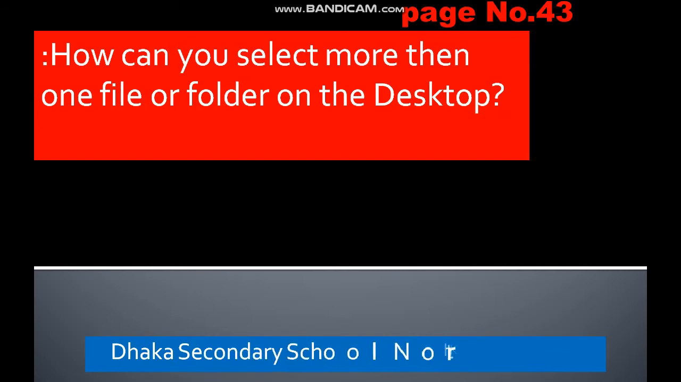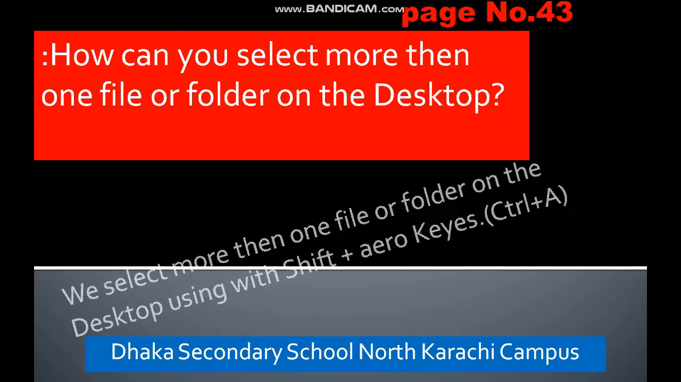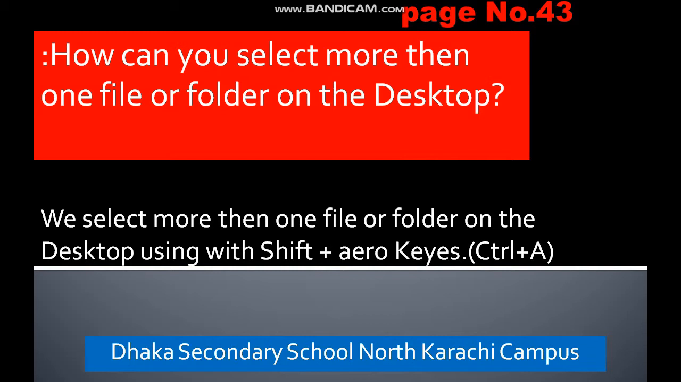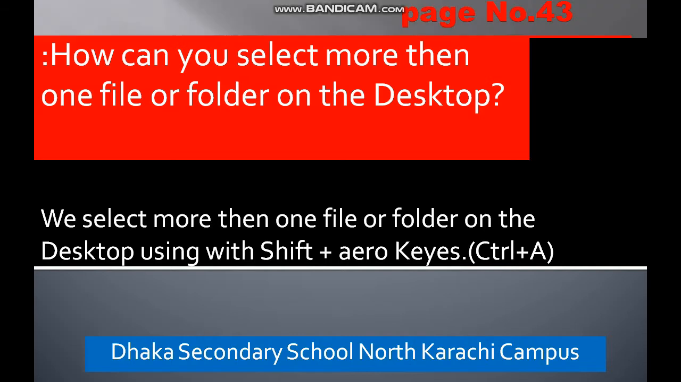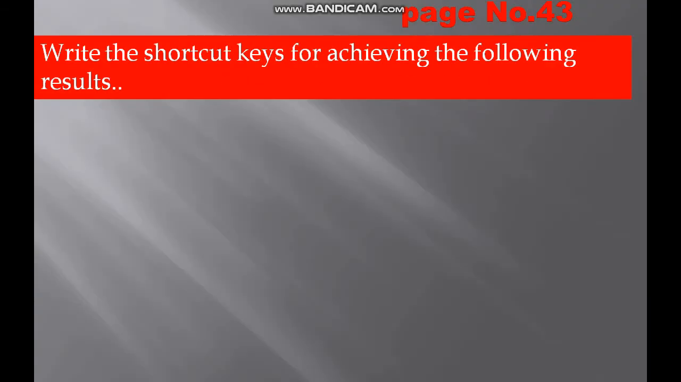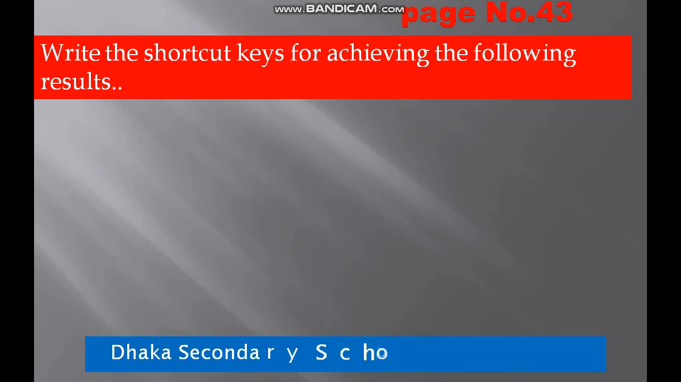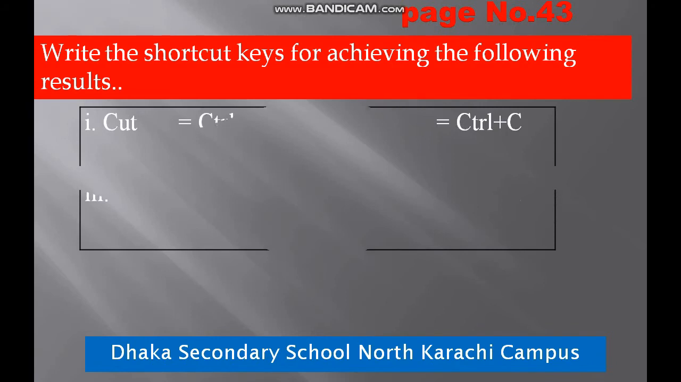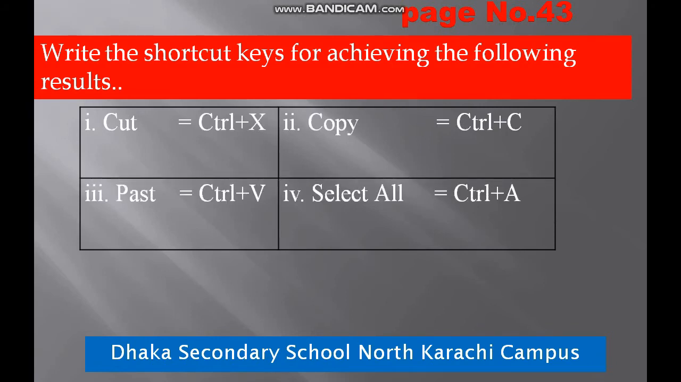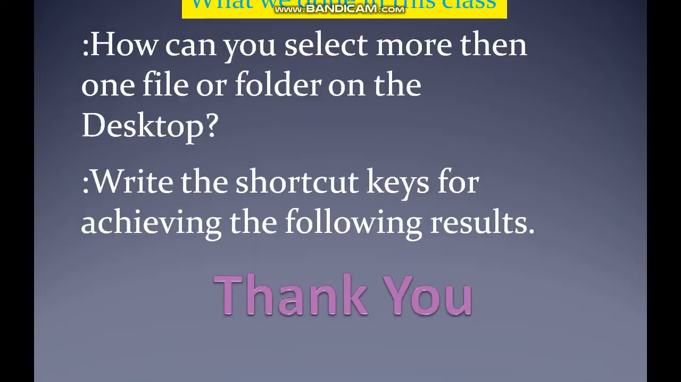How can you select more than one file or folder on the desktop? We select more than one file or folder on the desktop using Shift plus arrow keys or Control A. Write the shortcut keys for achieving the following result. Cut, Control X. Copy, Control C. Paste, Control V, and select all, Control A.